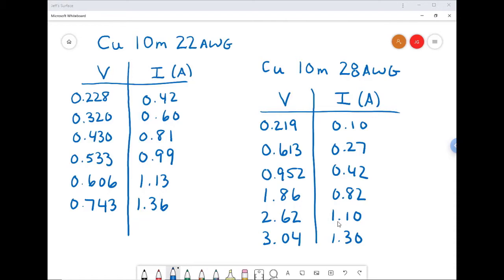Okay, so I have data for the 10 meter 22 gauge wire and data for the 10 meter 28 gauge wire, and this is what it looks like. All right, so what are the next steps? How are we going to use this data to calculate the resistance of each of these coils, and then use its physical properties to calculate resistivity?